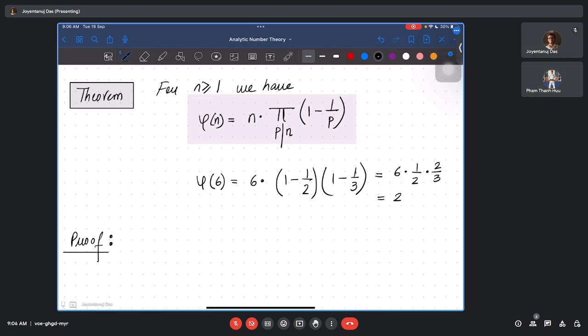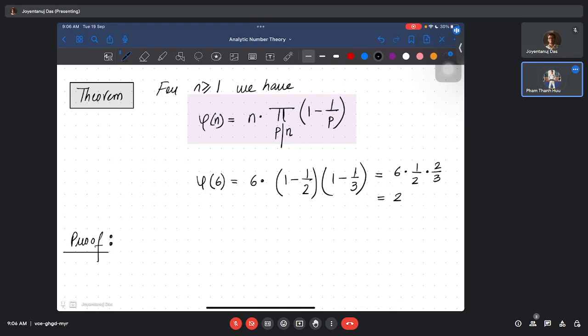No, that is mu. Mu is 1, 0, and minus 1, right? Yes, that is mu. And phi is the count of relatively prime numbers less than that number. So here it is 1 and 5. Yes, 1 and 5.